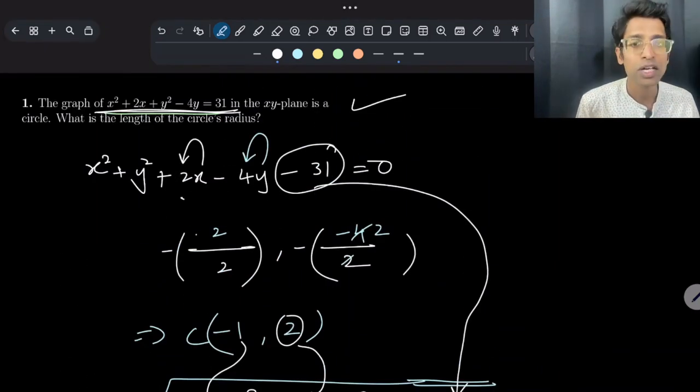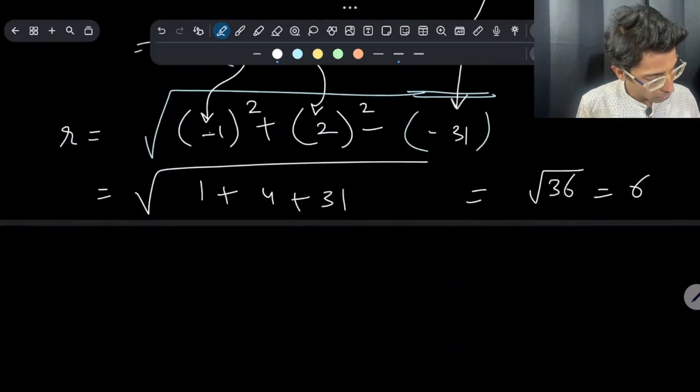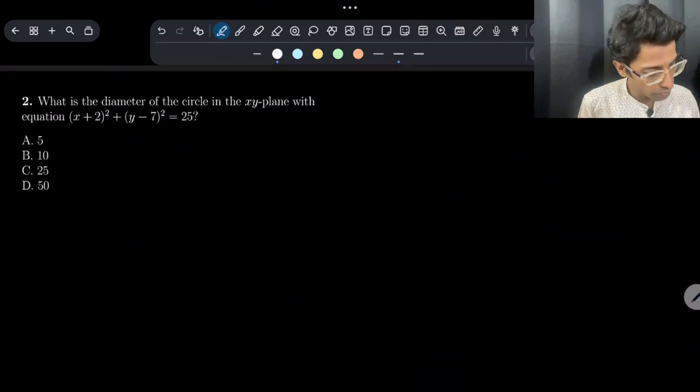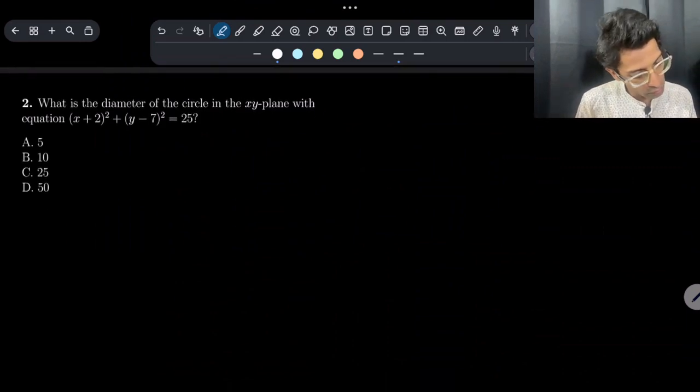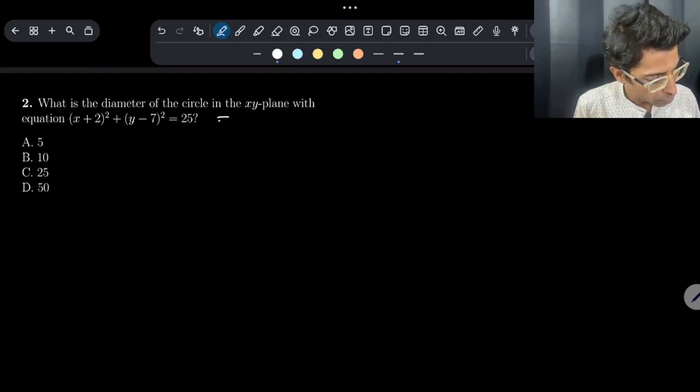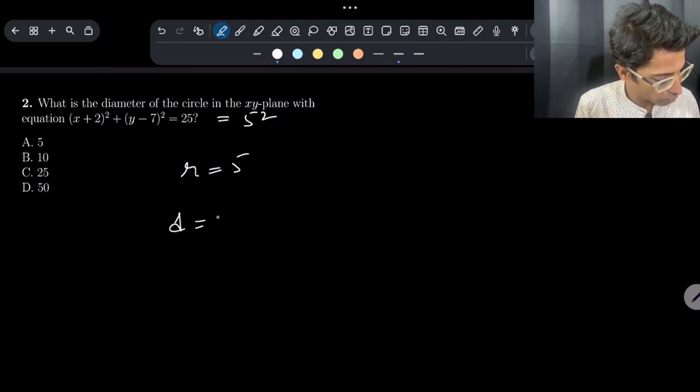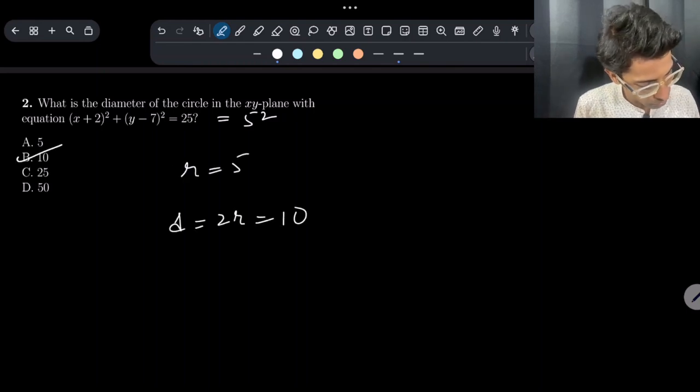There you go. You are done with problem number 1. Let's speed run to the next problem. What is the diameter of the circle in the xy-plane with this equation? This is the standard form of the circle, so you might have already known this. This comes out to be 5 squared, so the radius is 5, so the diameter is 2 times the radius, which is 10. So this is our answer.